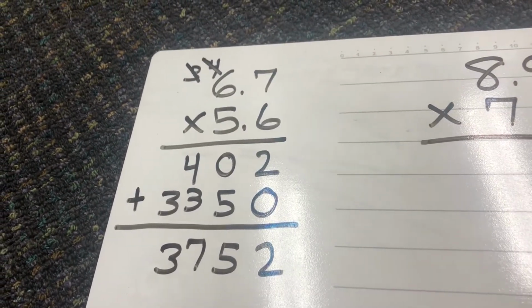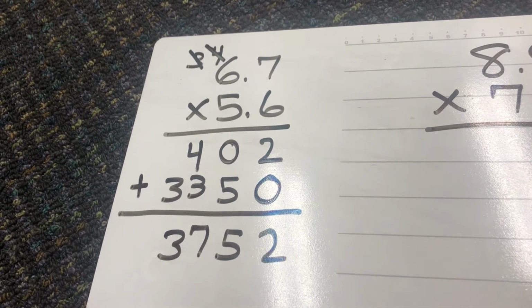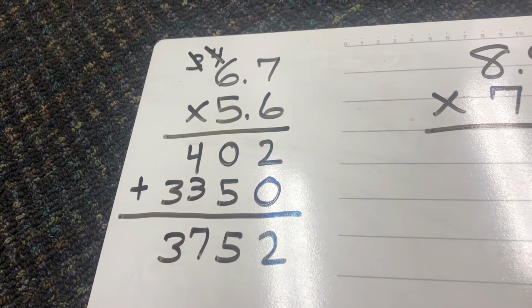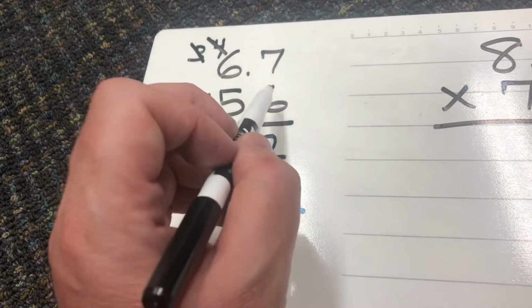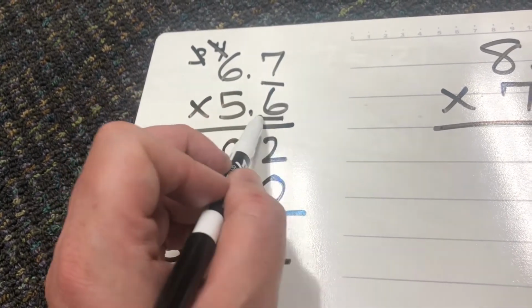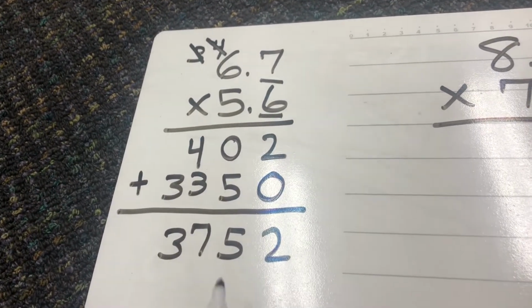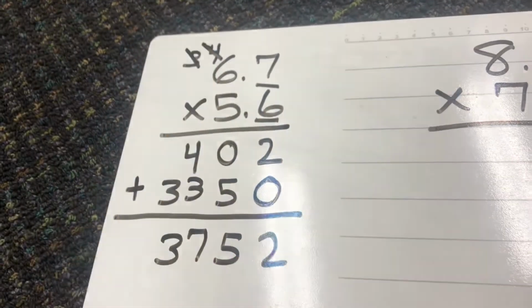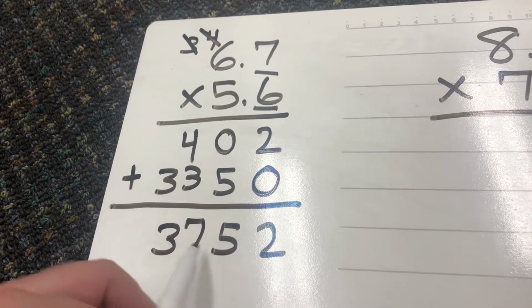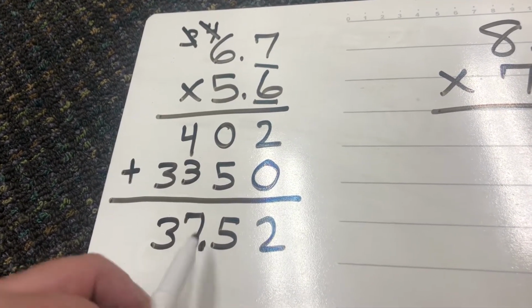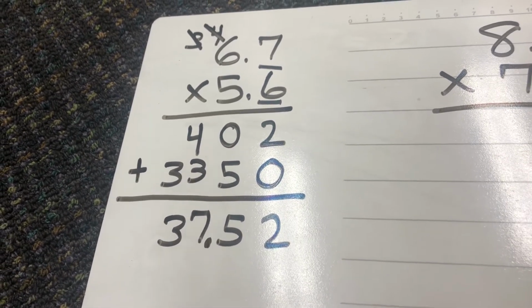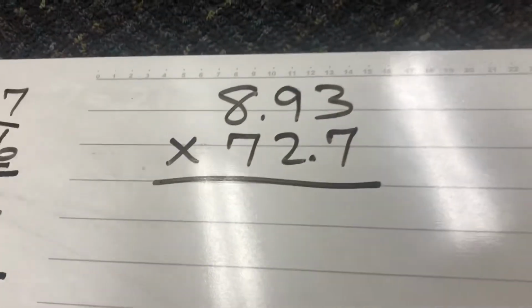Now, how many ever digits come after the decimal in the problem? That's how many digits need to come after the decimal in my answer or product. The 7 and the 6 come after the decimal in the problem. That's 2 numbers. So I need to go 1, 2. My decimal goes right there. 37 and 52 hundredths. One more for today's video.